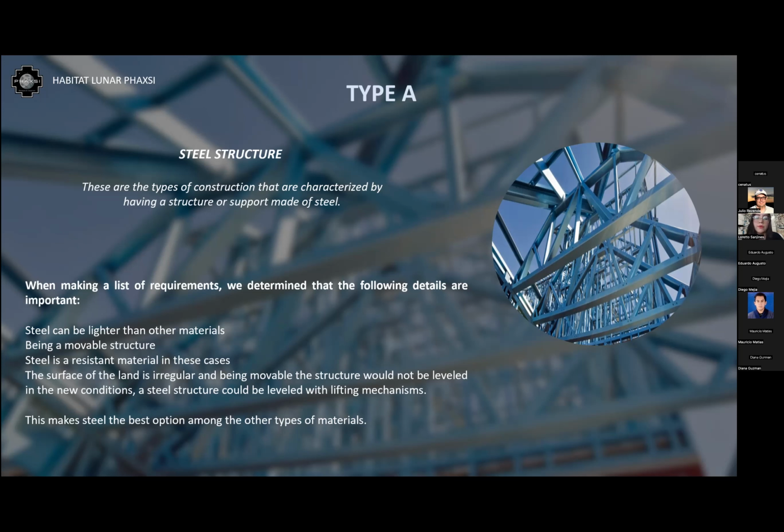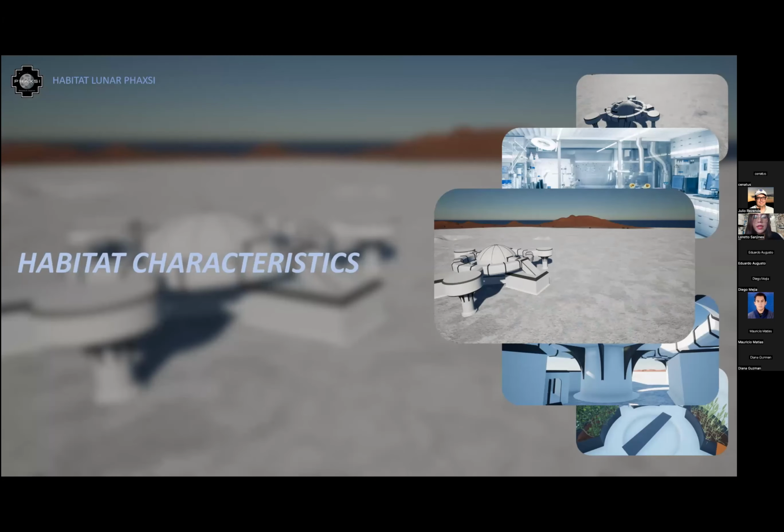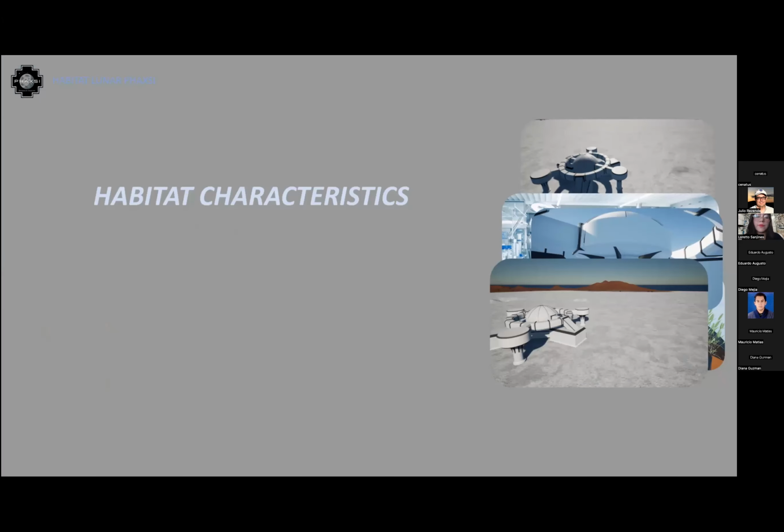This material is important because when making a list of requirements, we determined that the following details are important. Steel can be lighter than other materials, being a movable structure. Steel is a resistant material in these cases. And the surface of the land is irregular and, being movable, the structure will not be leveled in the new conditions. So we can see in this slide the characteristics of the habitat.